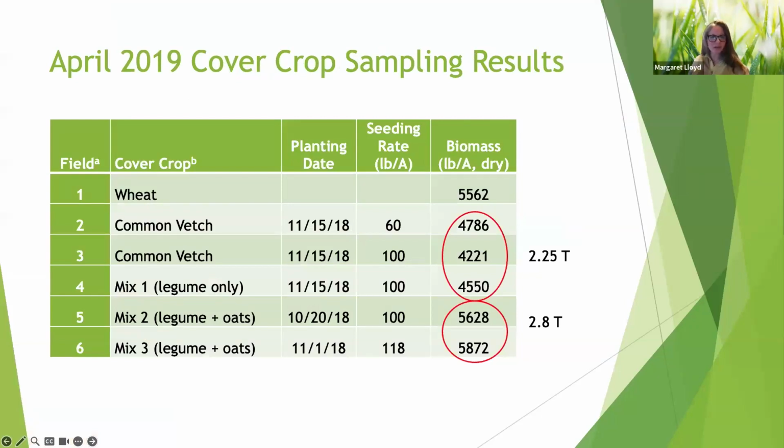So in some local cover crop sampling, these were all planted basically before the first rain, with different seeding rates, but in the end, we got similar biomass results. So 2¼ to 2.8 tons per acre. And these higher biomasses are when a cereal crop has been added.